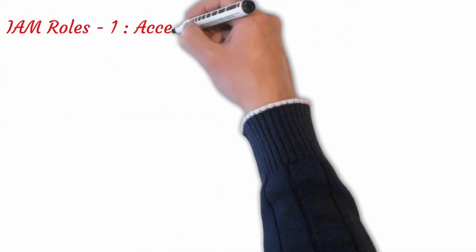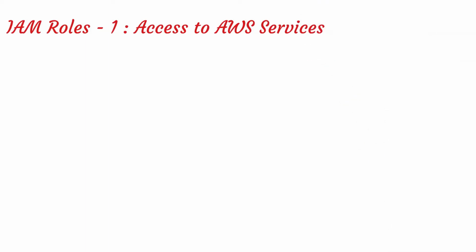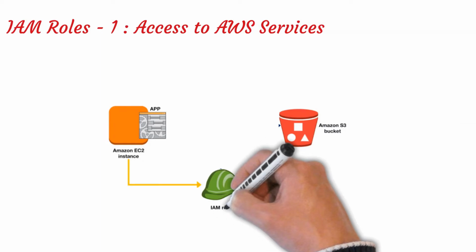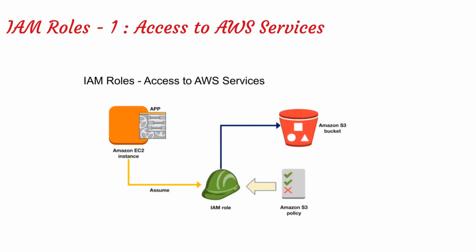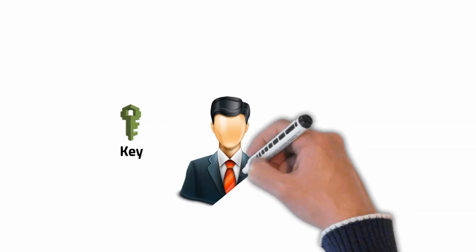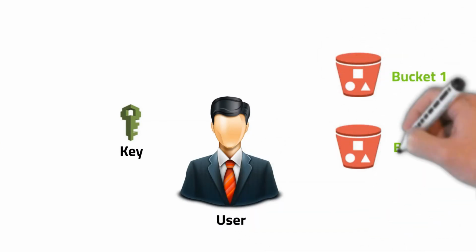Let us see a couple of cases where IAM roles can be used. Let us say you have an application running in an EC2 instance and it needs to access objects in an S3 bucket. One way to do it is by directly using an AWS access key in the application. This key is generated from a user with access to the respective S3 bucket.